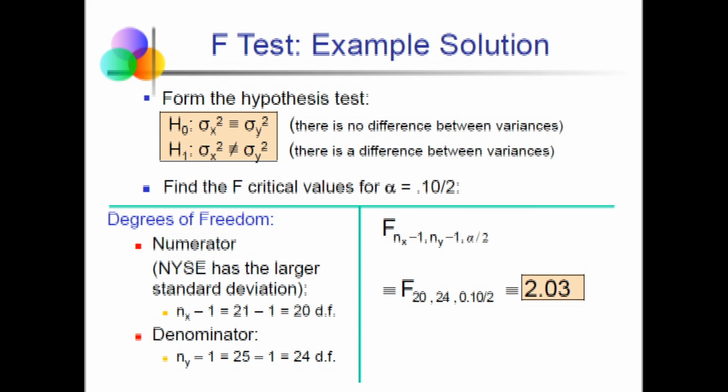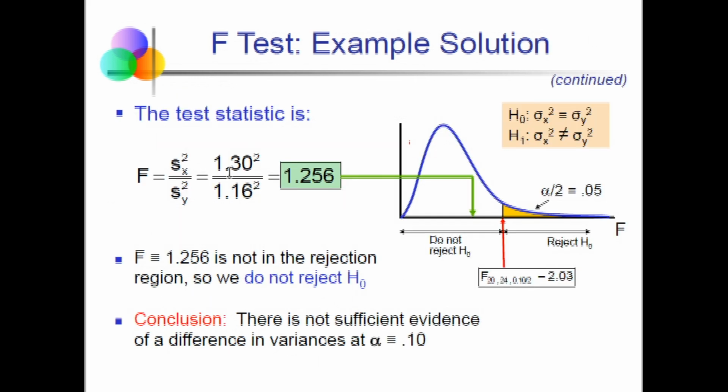The critical value is 2.03. We now find our F value, which is just the ratio of the sample variances. So 1.30 divided by 1.62, which gives us 1.256. Now, 1.256 falls in the region in which we fail to reject H naught. So our conclusion is that there is no sufficient evidence that there is a difference in the variances at alpha equal to 0.1.